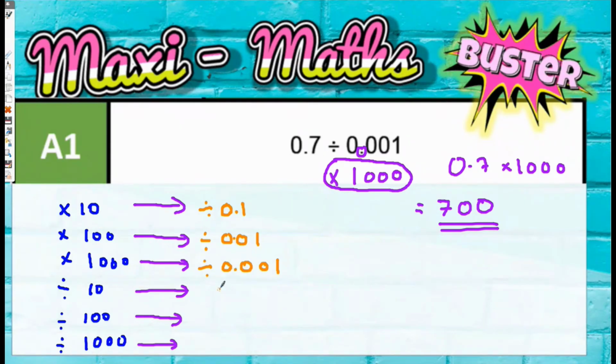0.001. Divided by 10, swap the symbol for a times, flip the digits round, and put the point back in. So dividing by 10 is the same as timesing by 0.1. Dividing by 100 is going to be the same as swapping the divide for a times, flipping the digits round, and putting the decimal point back in. So timesing by 0.01. And dividing by 1,000, swap the divide for a times, flip the digits round, and put the point back in. So divide by 1,000 is the same as timesing by 0.001.